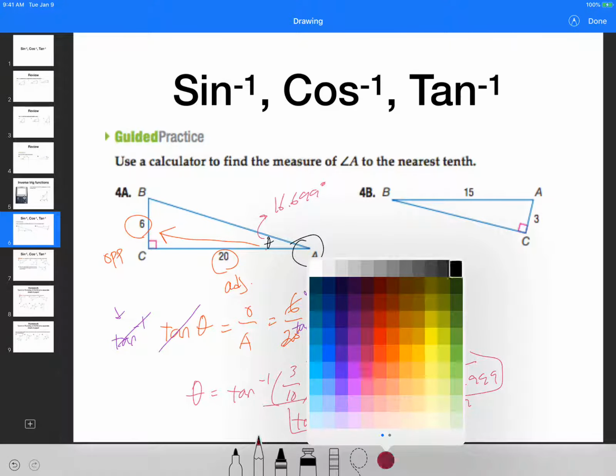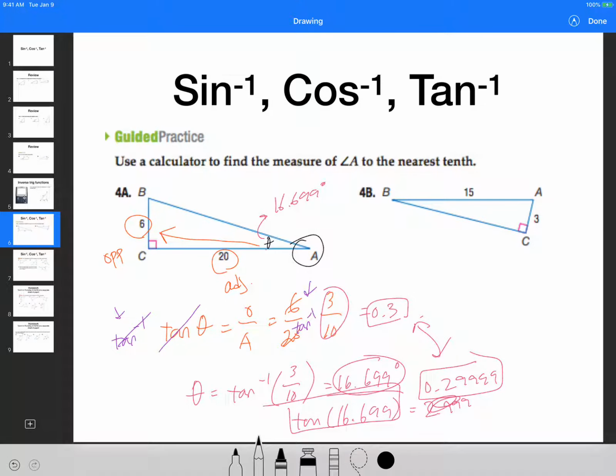Next. Here we're looking for angle A, which is this one. In respect to this angle, we're given this side and this side. 3 is your adjacent, 15 is your hypotenuse, which means I'm going to be using cosine. Cosine of theta is 3 over 15. Reduce it down to 1 over 5.